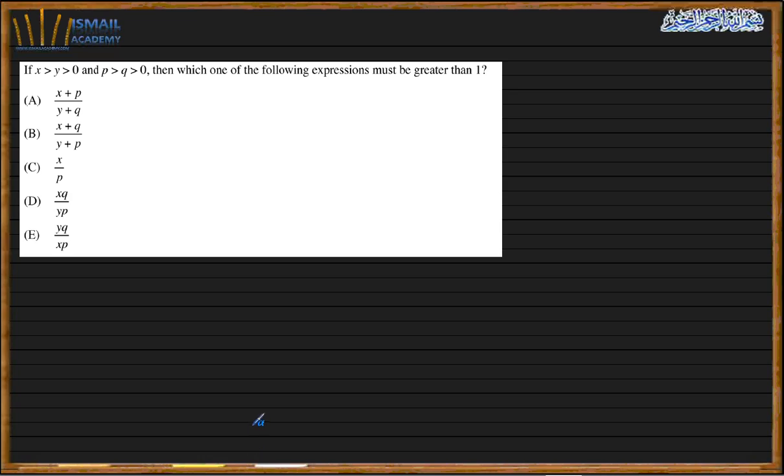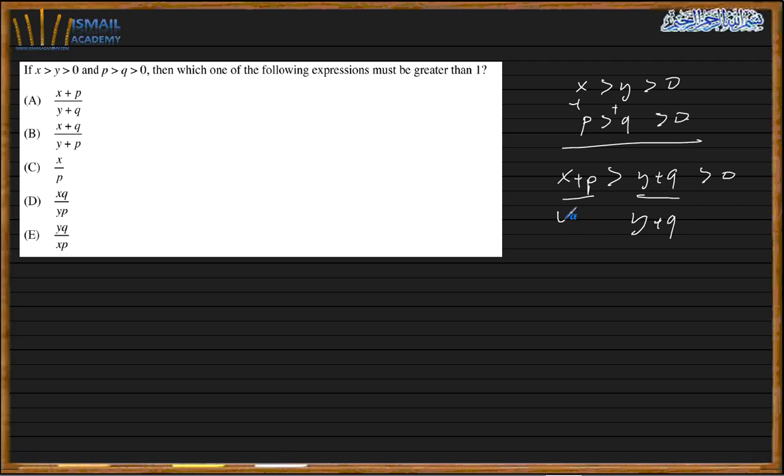All right, so if x is greater than y greater than 0, and we have p is greater than q is greater than 0. If I add, I get x plus p is greater than y plus q greater than 0. Both of them are positive. If I divide both sides by y plus q, I get x plus p over y plus q is greater than 1. So this is the statement they're looking for. So x plus p over y plus q, which is the first choice.